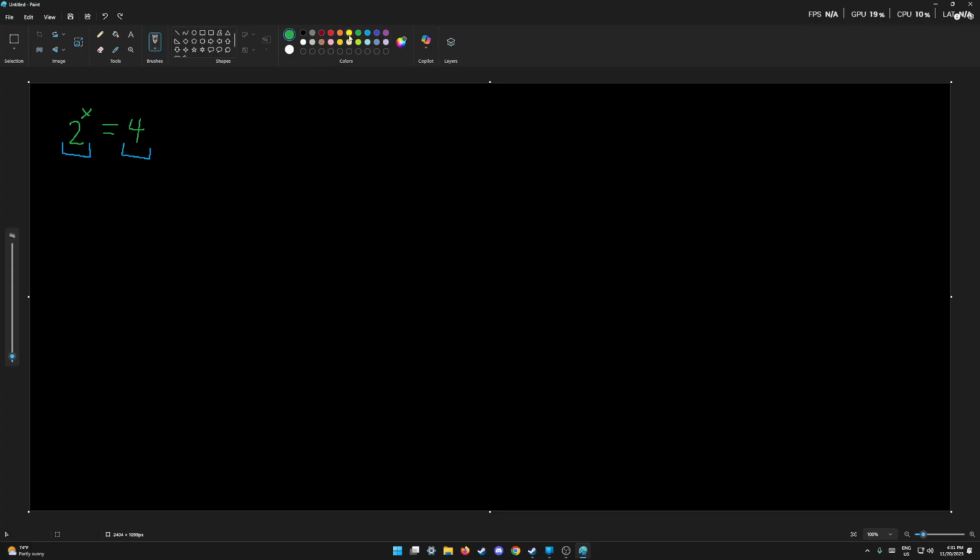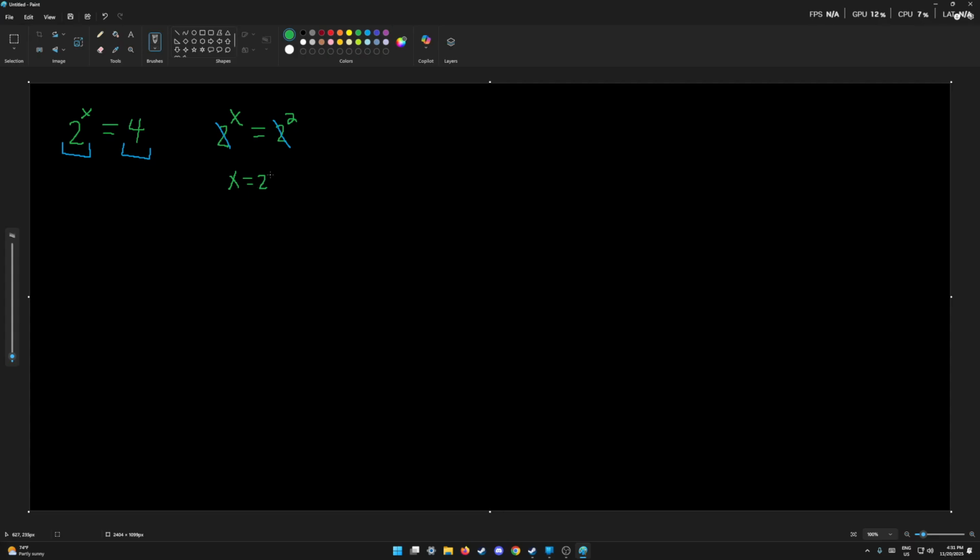So what we're going to do is write the 4 with a base of 2, and what that looks like is I'll say 2 to the x. That'll stay the same, and then the 4 will become 2 squared. Okay, and now that both of those have the same base, we don't even have to worry about them anymore, and we can just say x equals 2. And that's our answer for this one.